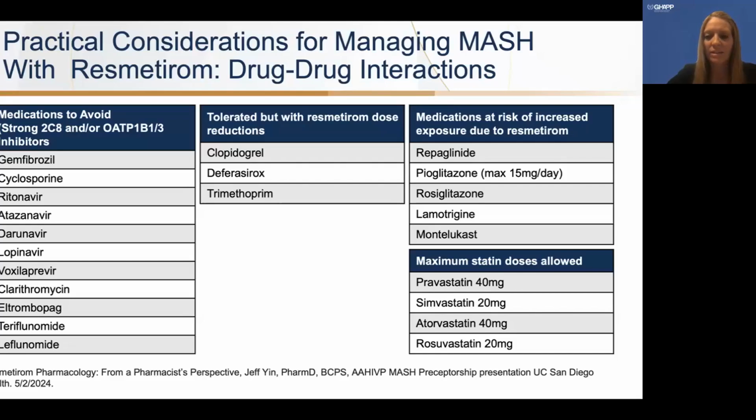And lastly, we have our maximum statin doses. So these are listed here, and resmetirom and statins can be administered together. However, we want to make sure that we do not exceed these doses listed of the statins, because the combination can increase adverse statin-induced side effects. And so by trying to reduce those, we will keep these statin doses at these maximum levels.